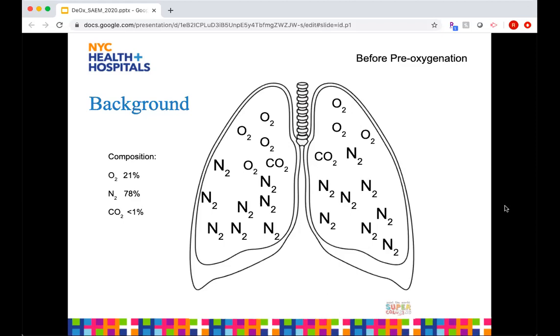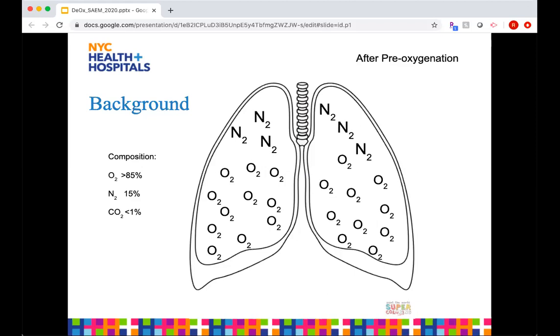Our goal as emergency medicine doctors is to optimize this by pre-oxygenating our patients prior to intubation. Preoxygenation is the administration of 100% FiO2 applied to a patient, either via non-rebreather, BiPAP machine, or BVM for a minimum of 3 minutes during normal respiration.